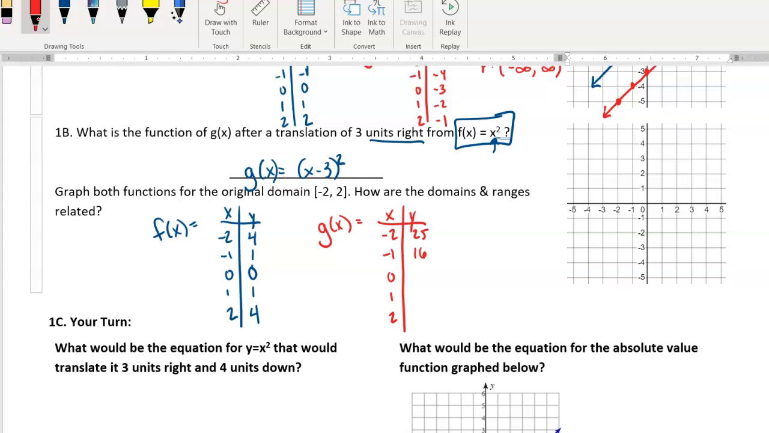0 minus 3 is -3. When I square that, I get 9. 1 minus 3 is -2. When I square that, I get 4. 2 minus 3 is -1. When I square that, I get positive 1.